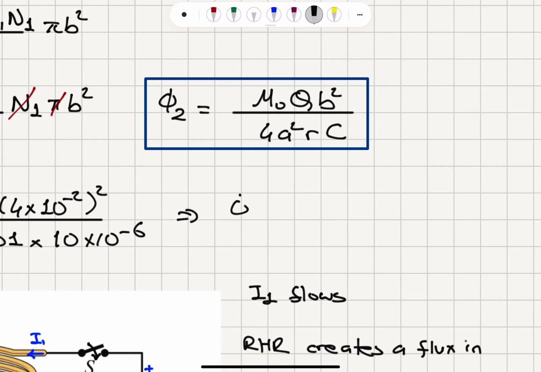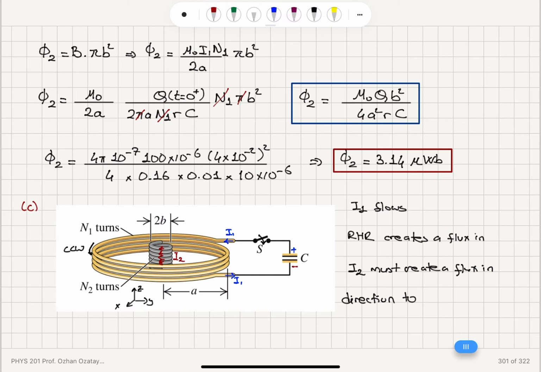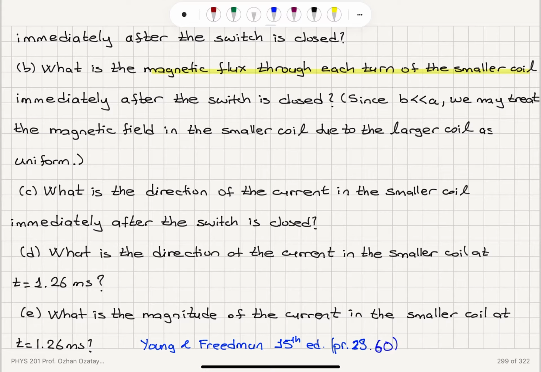If I perform this calculation, I find the flux through each turn of the coil to be 3.14 microwebers. So that's the answer to part B of the problem. Assuming that I have a uniform magnetic field at the center, I find this flux at the center through each turn of the smaller coil. Part C, what is the direction of the current in the smaller coil immediately after the switch is closed?